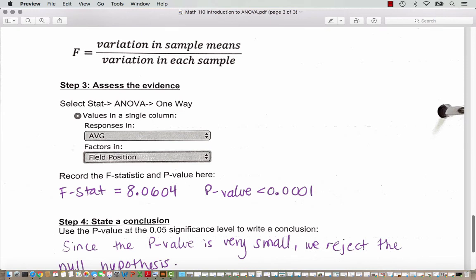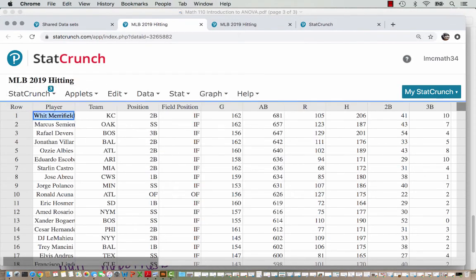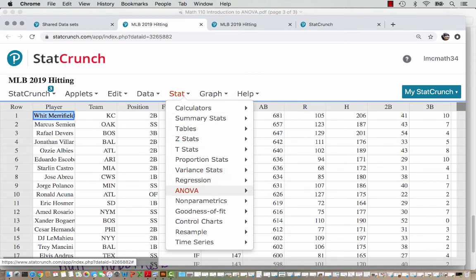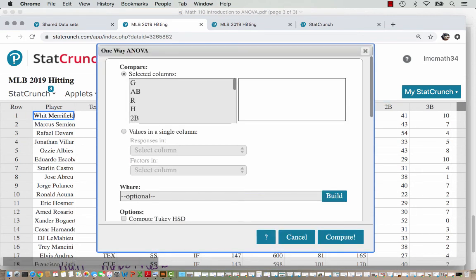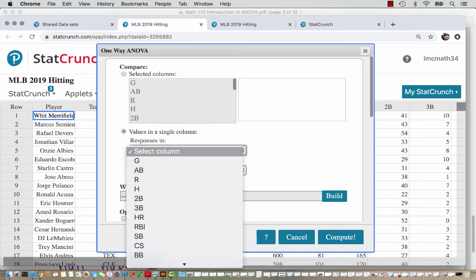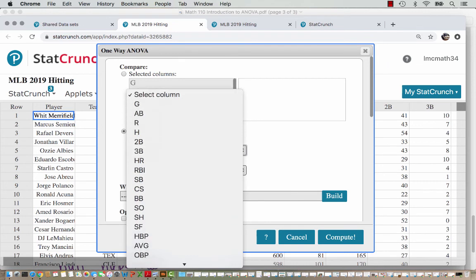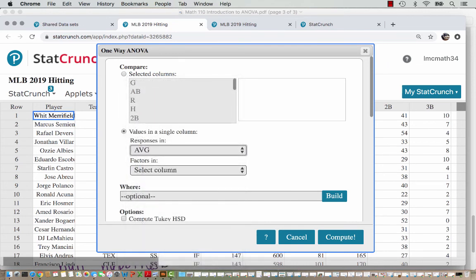So we are going to go into Stat, ANOVA, One Way, and we're going to choose responses in the average for the batting average column, and the factors are going to be the field positions. We go to Stat, ANOVA, One Way, because we're just working with one variable here. Choose the second choice, values in a single column. And we choose the average, and we're going to let our factors be what field position the players are in.